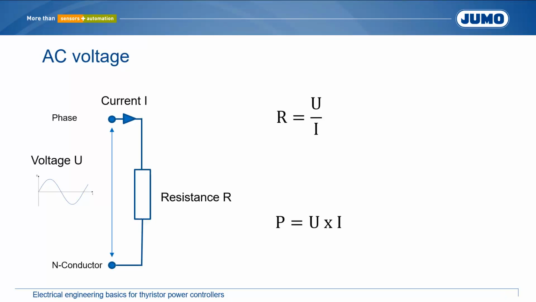The two formulas for electrical resistance and electrical power also apply when an alternating voltage is applied. If, for example, a current of 23 amps is reached when an AC voltage with an effective value of 230 volts AC is applied, the consumer has a resistance of 10 ohms. The product of voltage and current results in the power. In the example, this is 5290 watts.